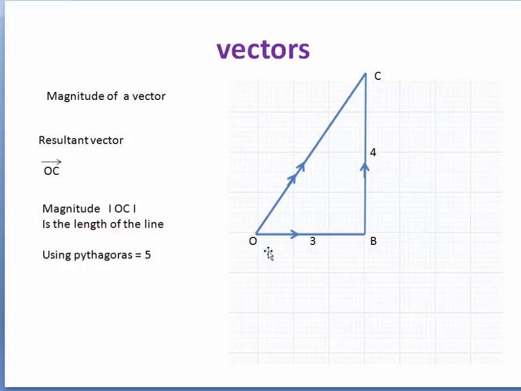So if we have vector OB is 3 and vector BC is 4, and this is a right angle, we could use Pythagoras to work out the hypotenuse, so to work out this length and hence the magnitude of OC. So a squared equals b squared plus c squared. So this hypotenuse, the length squared, would equal 3 squared plus 4 squared, and using Pythagoras we work it out to be 5.